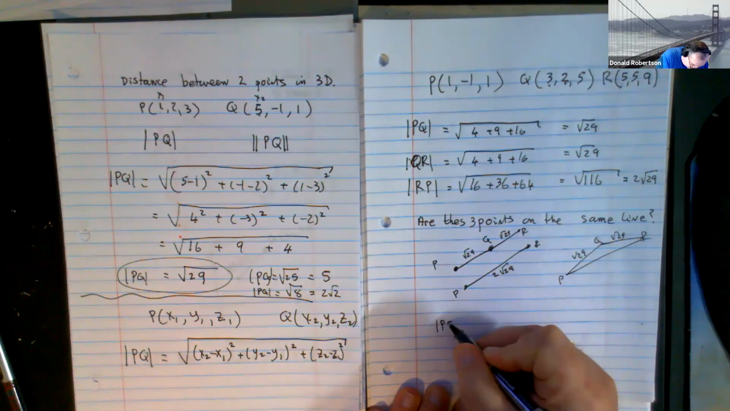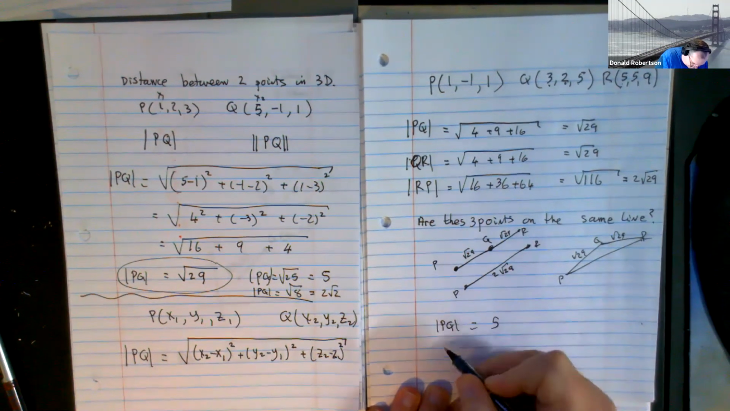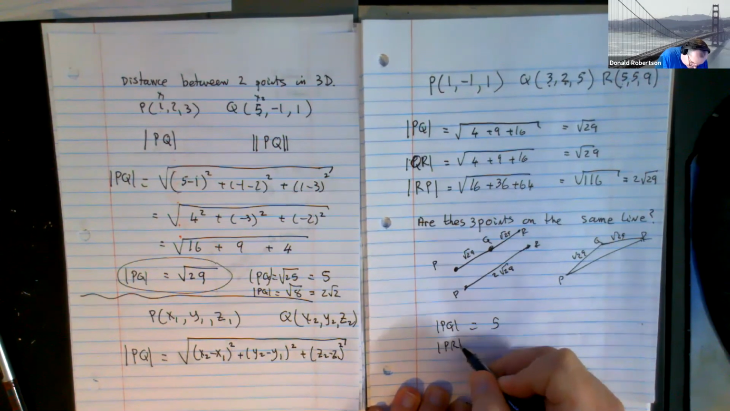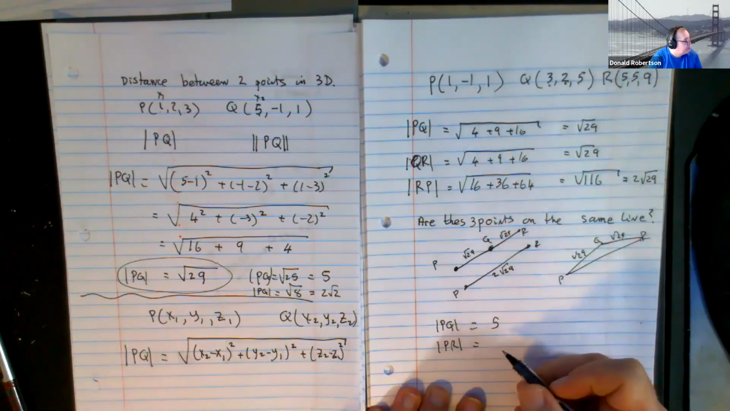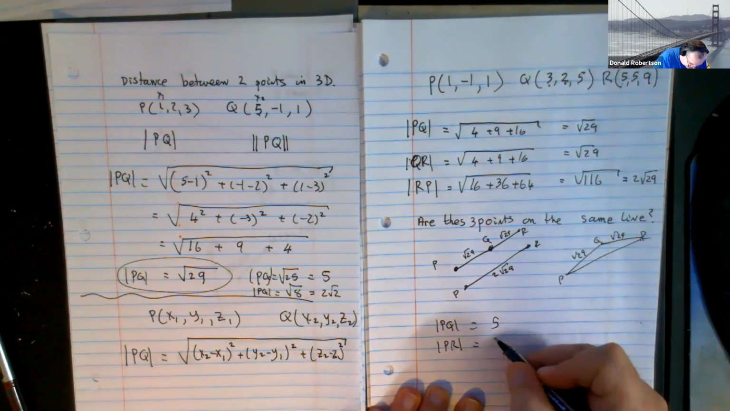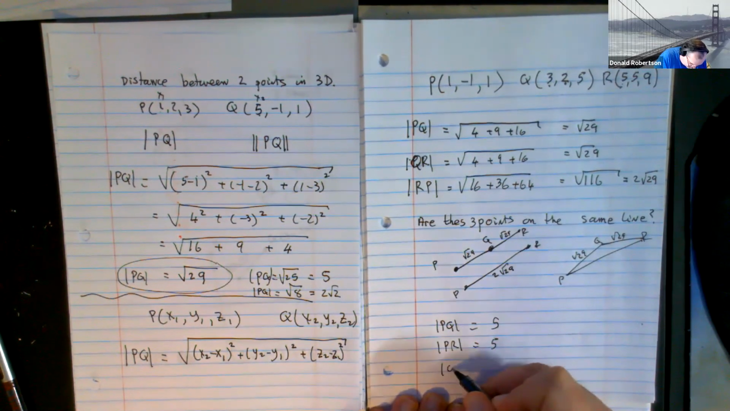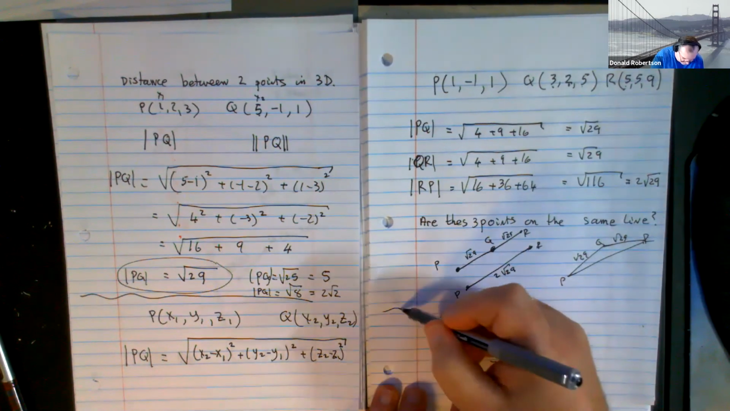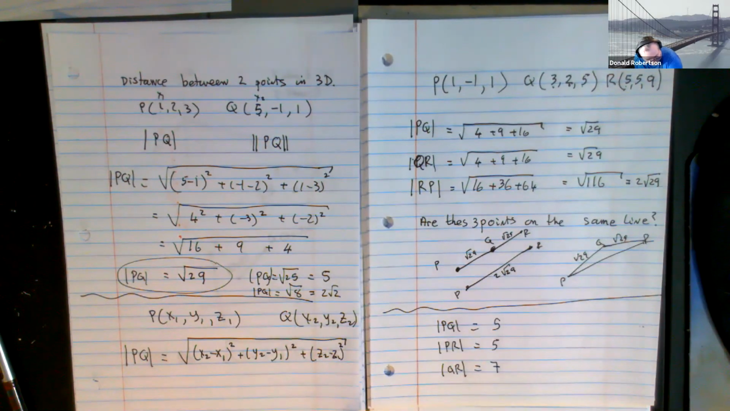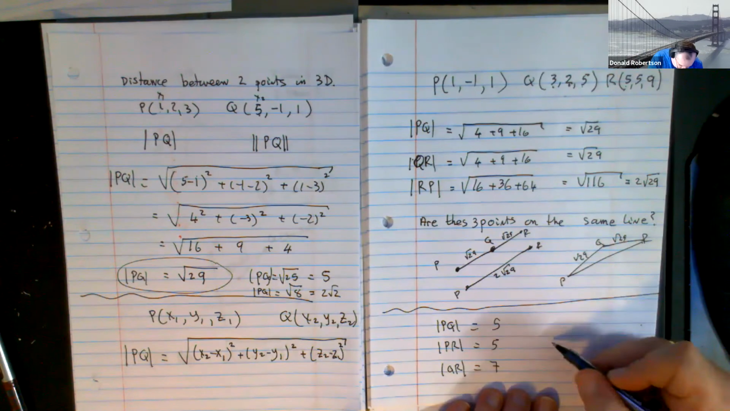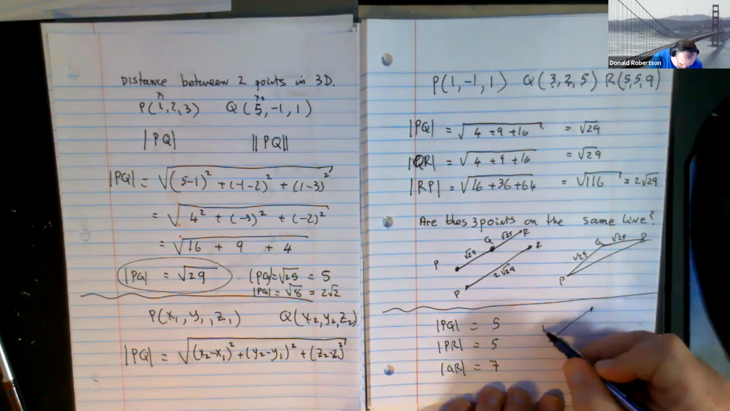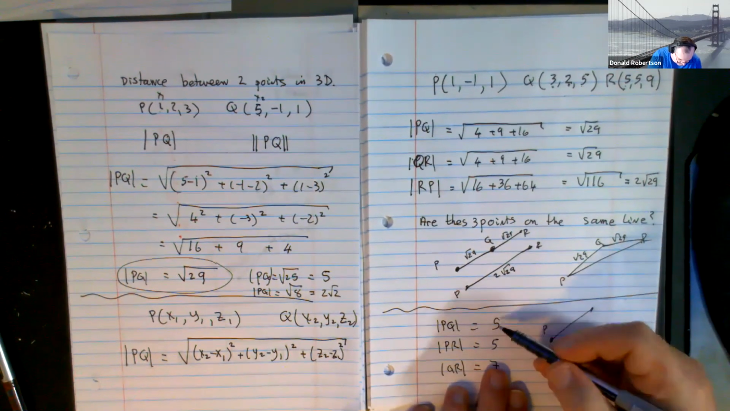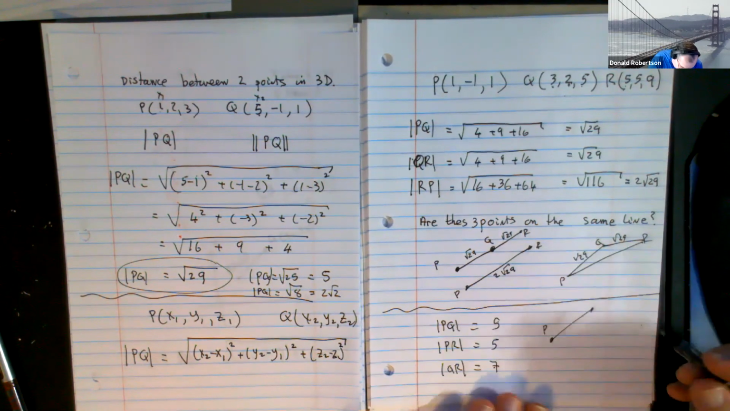Imagine I found PQ was 5, PR was 5, and QR was 7. This is a different question now. They're not in a straight line. That's kind of obvious, right? If they were in a straight line, wouldn't it be 5, 5, 10, right?